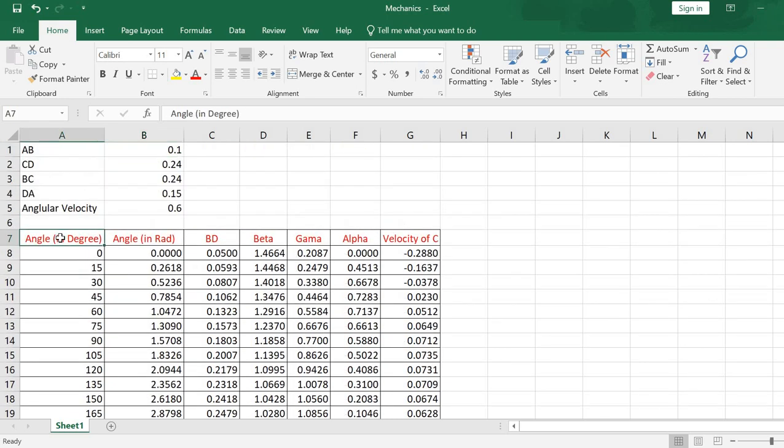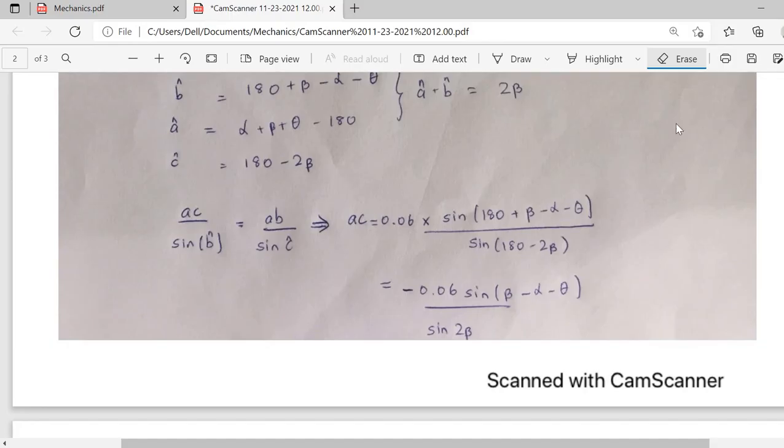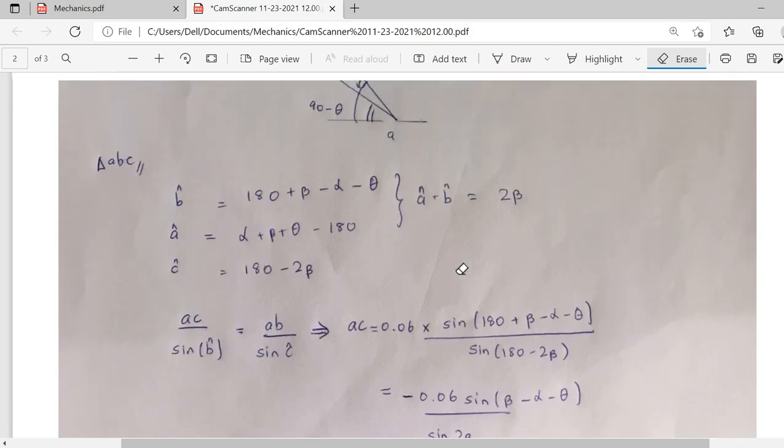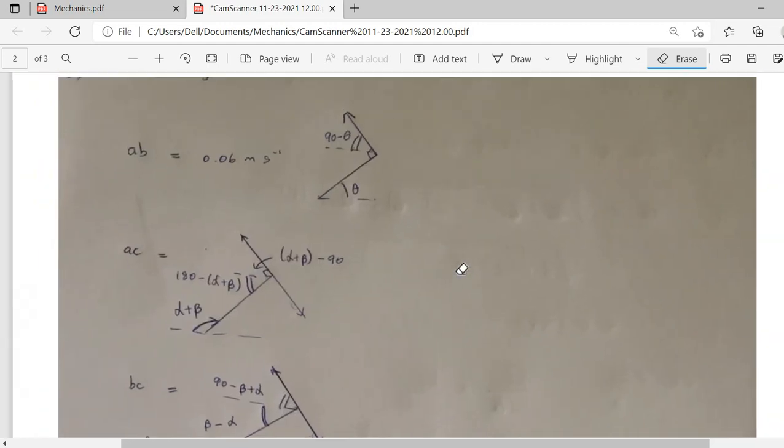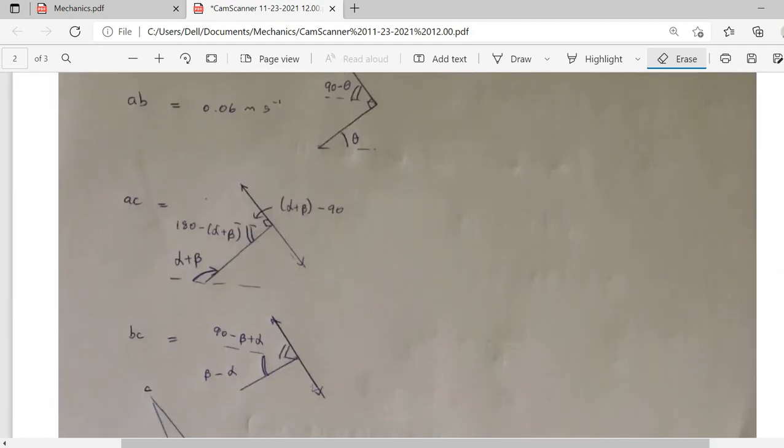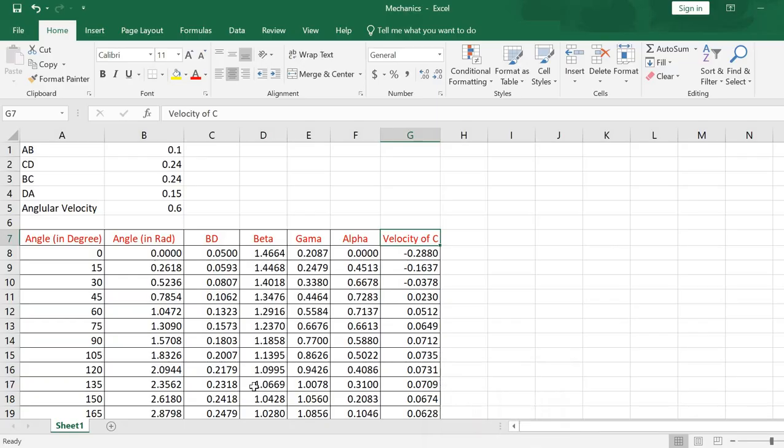After that, here we have the value of theta. For every theta, we need to find the velocity of C. For that, we are going to use some equations we have already derived on that page. Here, as you can see, these are the equations we have derived. We are going to use these to find the actual velocity of point C at different angles.